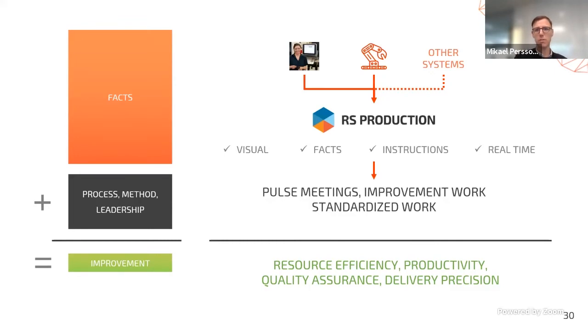So what we do is that we connect machines, combine that with domain expertise from users, and integrate to Ultimo and other systems. And out from that comes visual facts and instruction in real time that helps the people working in your existing pulse meetings and improvement works and so on to take better decisions faster. That is the real thing we can provide, facts for people to take better decisions.